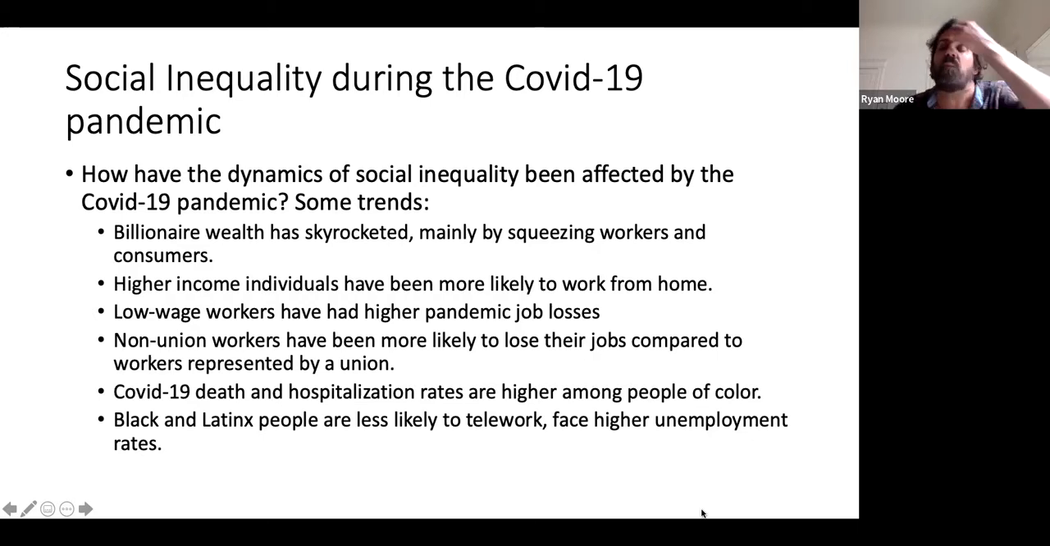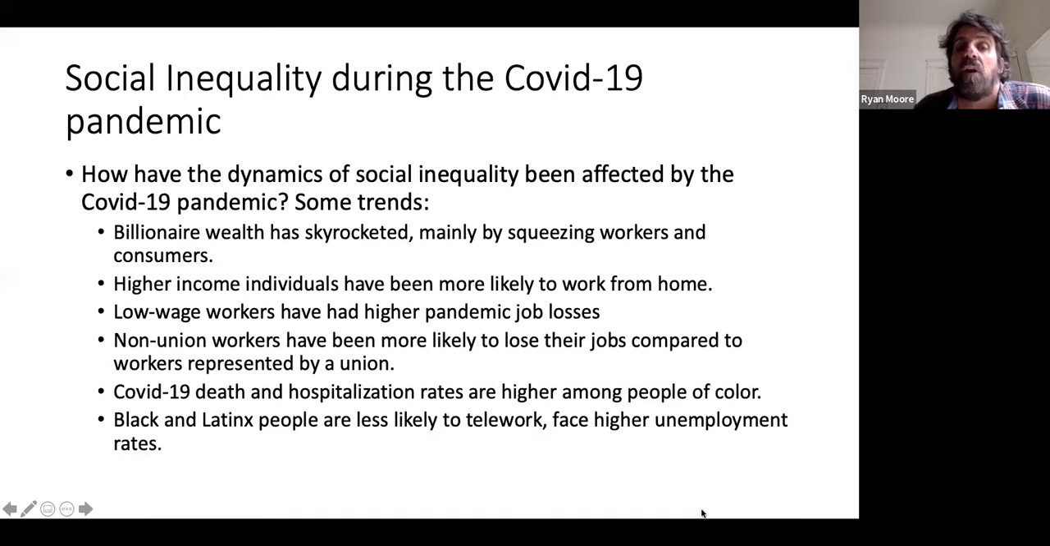All of the biggest, wealthiest billionaires in the country, starting with Elon Musk and Jeff Bezos, have seen their wealth just multiply in just the couple of years that we've been in the COVID pandemic. And that's mainly been by squeezing workers and consumers. So there's been this huge redistribution of wealth towards the already wealthy.